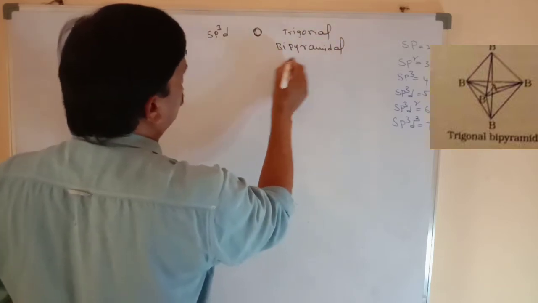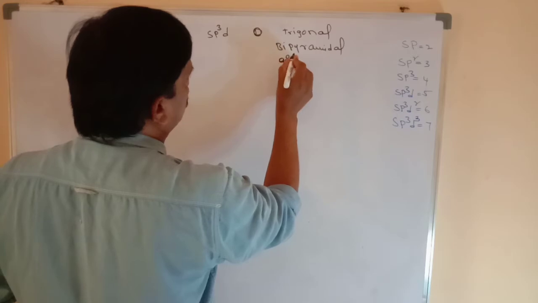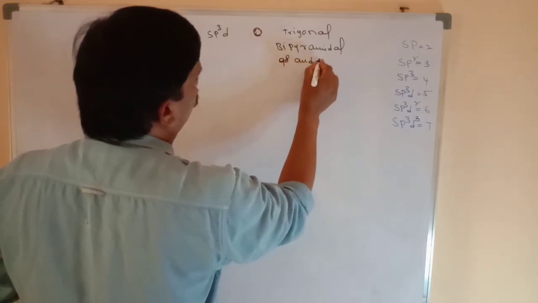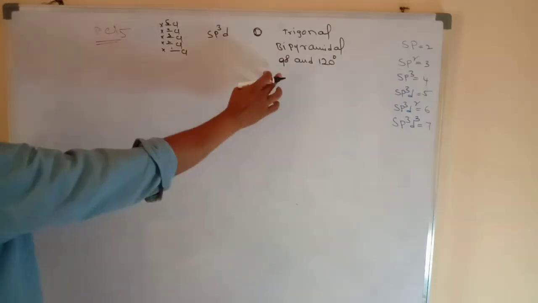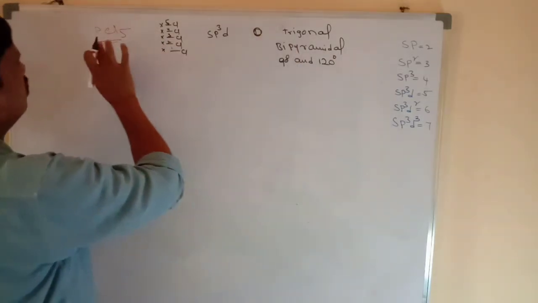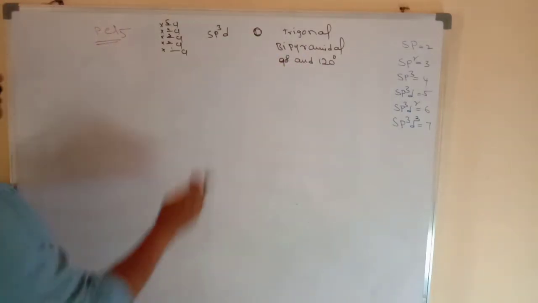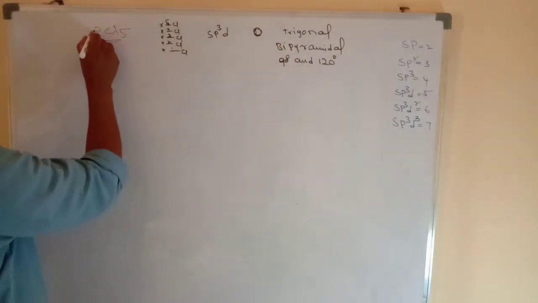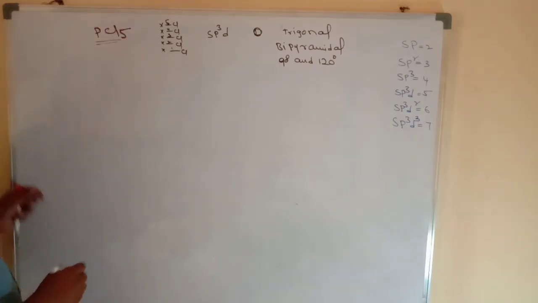The shape of the molecule is trigonal bipyramidal. The bond angles are 90 degrees and 120 degrees. I will discuss it in the next class. So what is the shape of PCl5? Theoretically, I will discuss PCl5 in the next class.